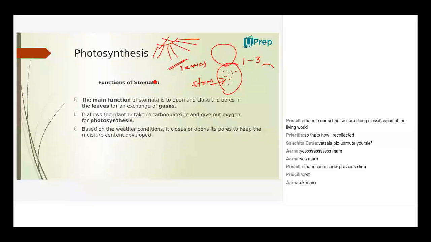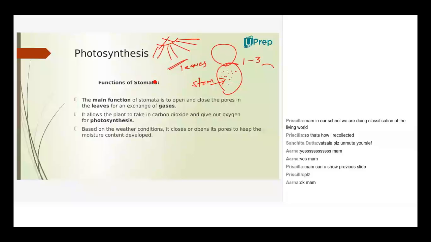Mom, this stomata doesn't function all the time. Maybe as you told, in deserts, the stomata is closed from 1 to 3. I'm just giving you a very vague idea.